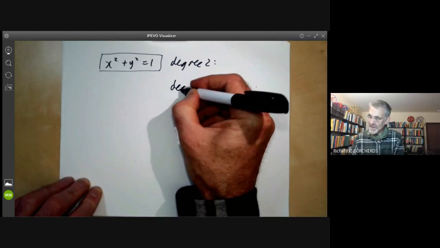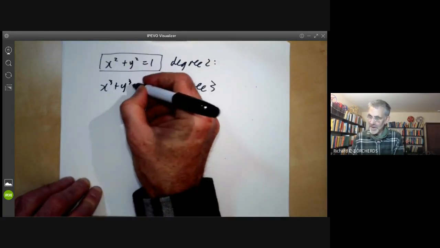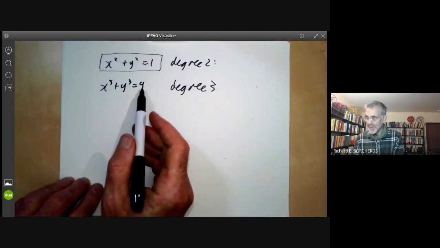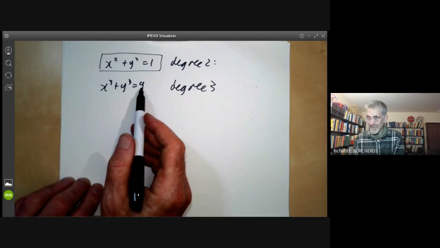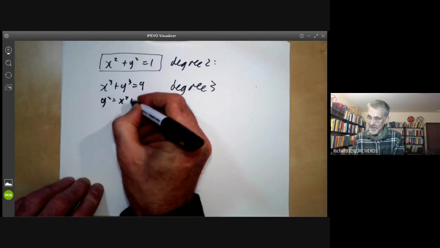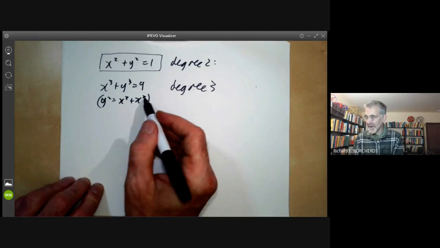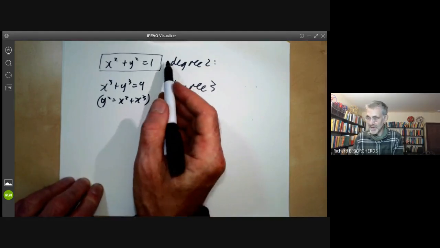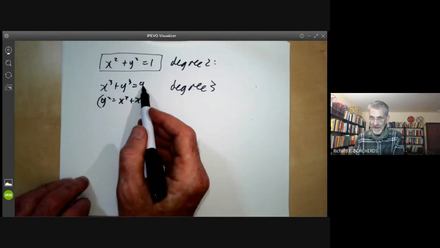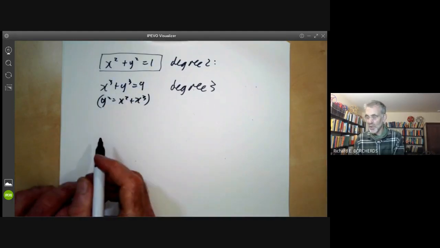If we've got a degree 3 curve, such as x cubed plus y cubed equals 9, then this is an example of something called an elliptic curve, unless it happens to be singular, such as the curve y squared equals x squared plus x cubed. So elliptic curves with singularities behave a bit like degree 2 curves. Elliptic curves without singularities behave like the degree 3 curve we had: Mordell showed you can find a finite number of points that generate all of them.